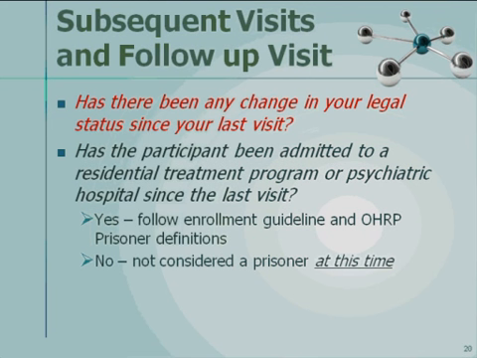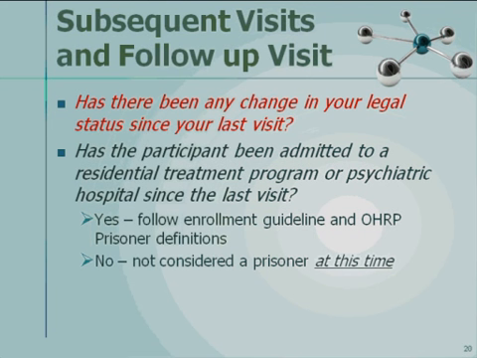If yes, if they have been admitted to either a psychiatric or residential hospital, then you want to follow the enrollment guideline we just showed you a couple slides ago, and also the OHRP prisoner definitions to determine if they meet the status for being a prisoner. Or if they say yes, that their legal status has changed, you want to look at the outpatient questions as well and determine if they are on house arrest and how to be escorted, that sort of thing. If no, then again, they're not considered a prisoner at this time. But as you can see, this is something you're going to have to do at every visit, and it becomes very labor intensive. And is a pretty strong burden on the research staff and on the participant as well.